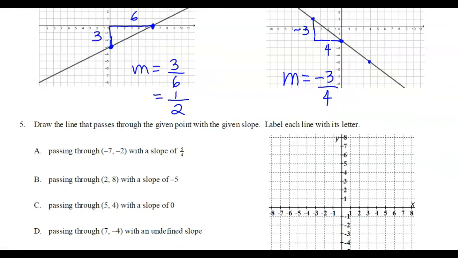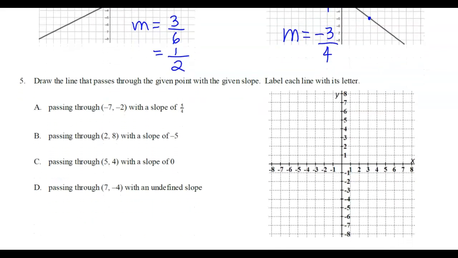All right, the next one, actually, we're going to graph some lines. So it says, draw the line that passes through the given point with that slope. Label each with its letter. So they're points. So always it's x comma y for an ordered pair. So -7, -2 is the point. And the slope is 5/4. So from that point, this means my rise is 5 and my run is 4.